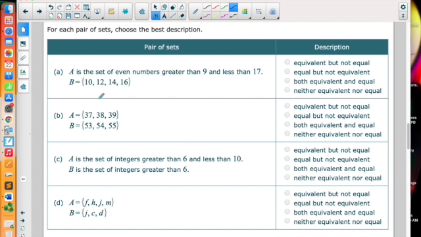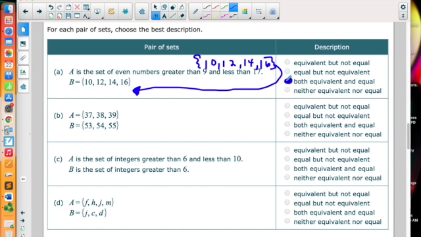A is the set of even numbers greater than 9 and less than 17. Let's take the time to write this out. Greater than 9 would be 10, 12, 14, and 16. 16 is the last one because it's got to be less than 17. Now notice, this is set A, and look at set B. See, they can put set A in words, but those words, once you interpret them, are the same as set B. These sets are both equivalent and equal.